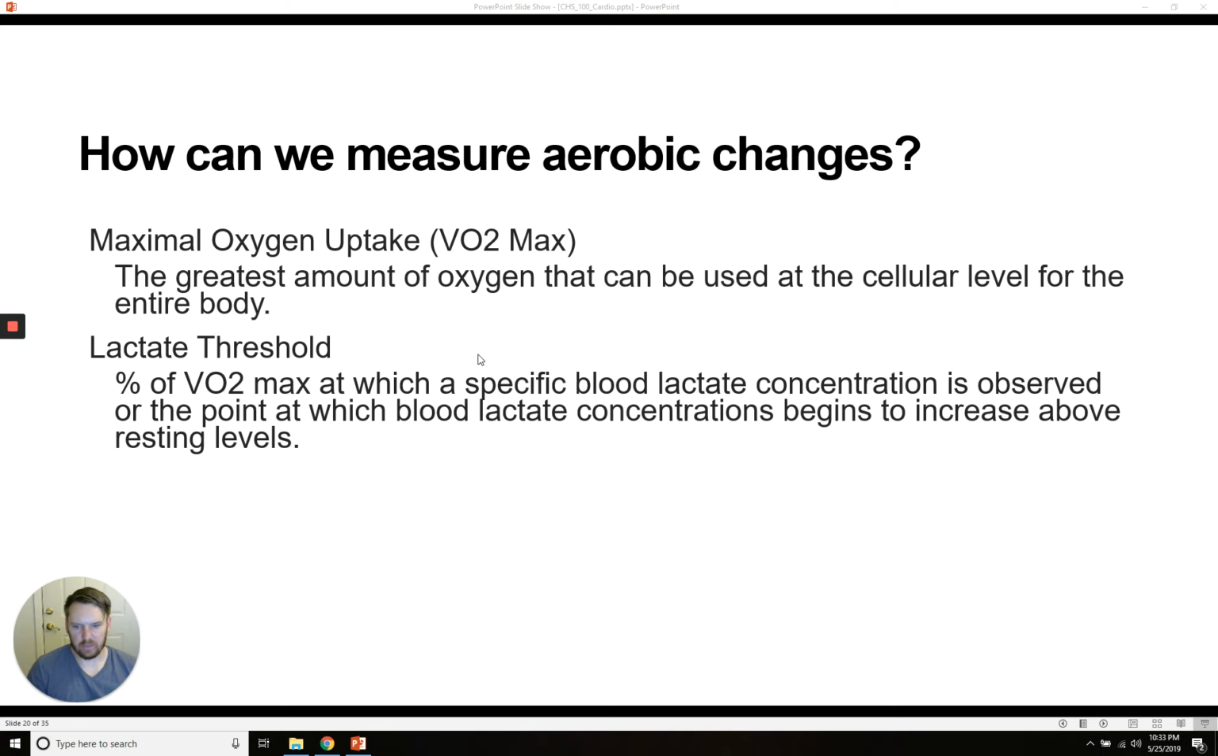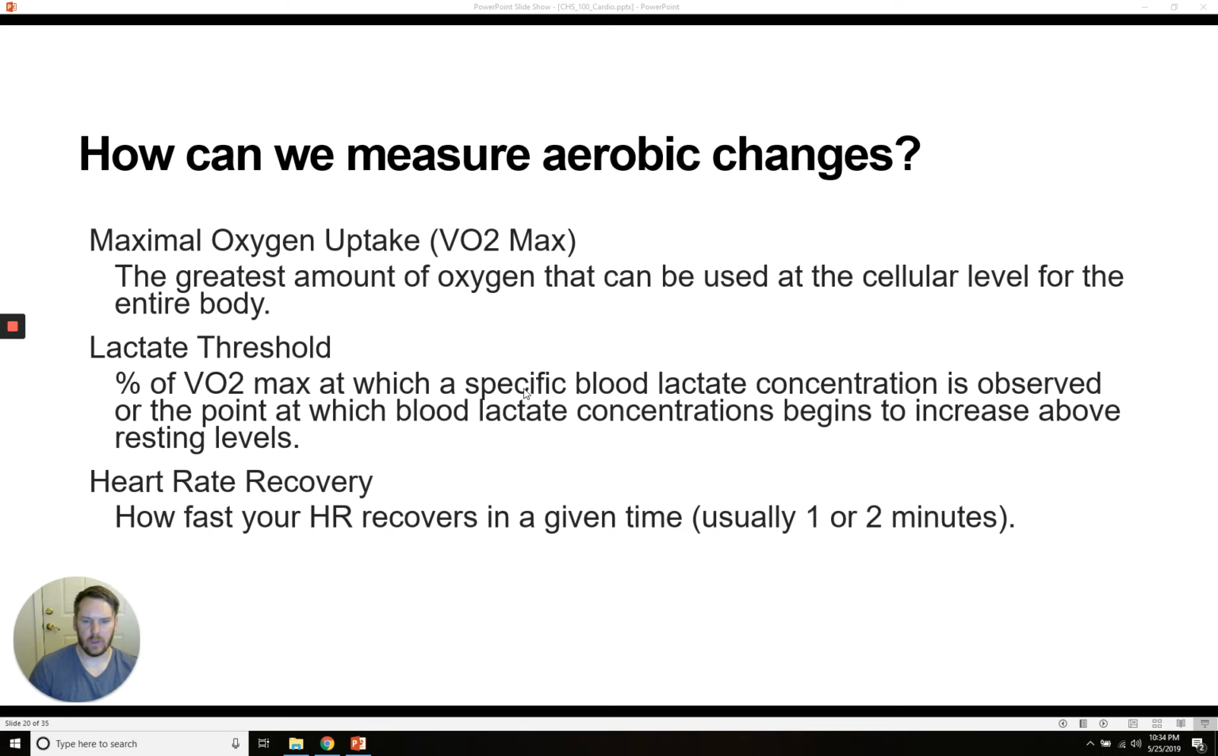So this is why you start breathing really heavily when you go above that lactate threshold. It becomes hard to carry a conversation. Usually once you cross the lactate threshold, it becomes really hard to maintain that level of intensity. Now, heart rate recovery. This refers to how fast your heart rate recovers in a given amount of time, usually 1 or 2 minutes.